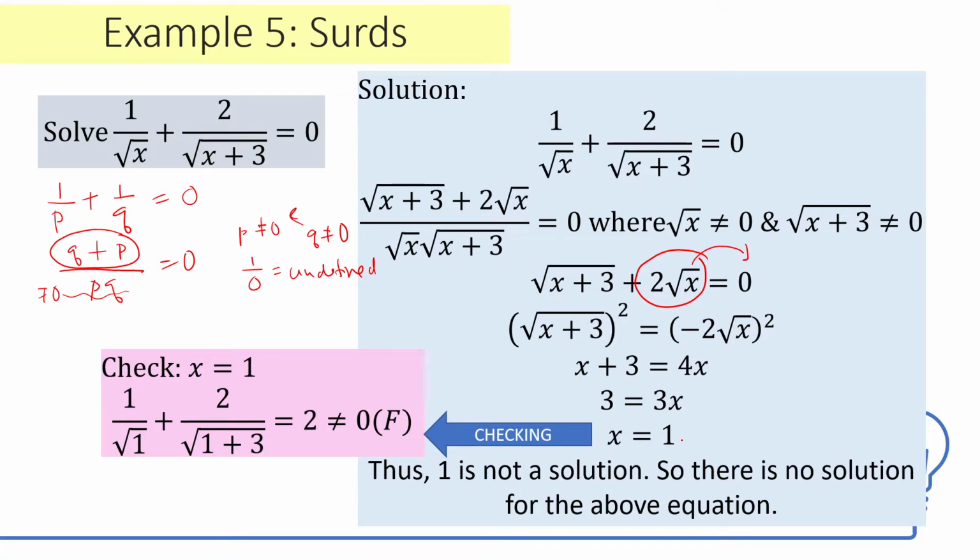Maybe at this moment you are quite happy that you only have one answer, and most of the time you will think that it is only one answer, so I no need to check my answer. No. If you look at it, when we substitute x equals to 1 into the equation, we found that the left hand side actually is equal to 2, which is not equal to 0 as in our original equation. So it means that this statement is false. So our conclusion is 1 is not a solution, so there is no solution for the above equation.